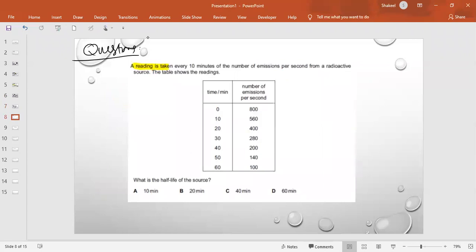A reading is taken every 10 minutes of the number of emissions per second from a radioactive source. The table shows the readings: time and number of emissions per second. At 0, 800. After 10 minutes, 560. After 20 minutes, 400. 30, 280. 40, 200. 50, 140. And 60, 100. So what is the half-life of the source?